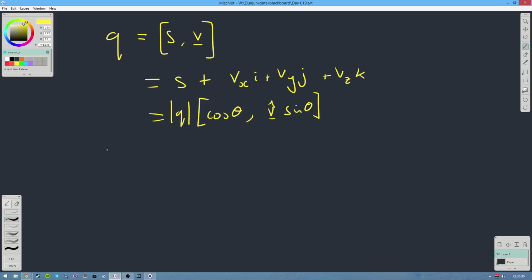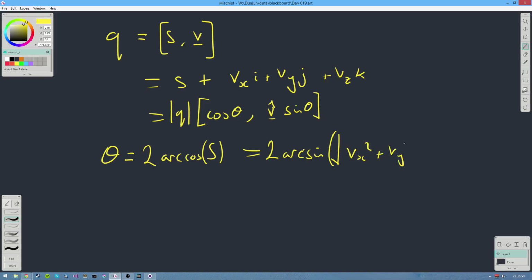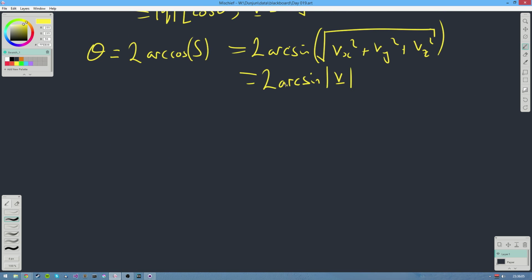We can get the angle. The angle can be extracted either from the scalar part, so that it can be 2 arc cosine of the scalar part, or we can say 2 times the arc sine of the square root of the imaginary part, so vx squared plus vy squared plus vz squared. Another way to rewrite that is just 2 arc sine of the magnitude of v. That's one way to get the angle.